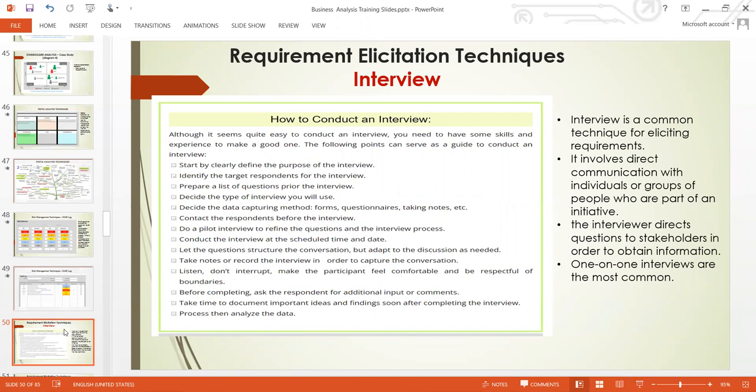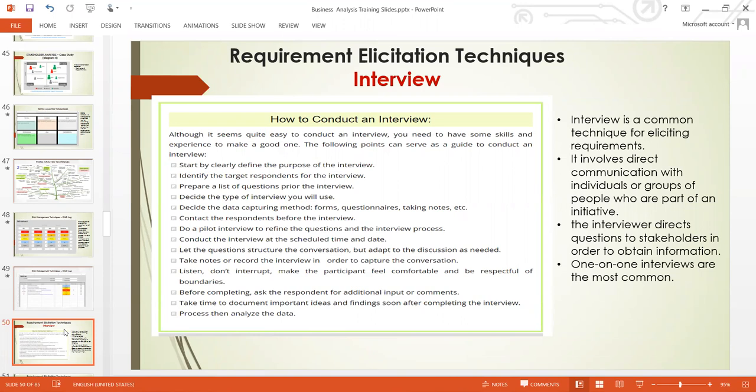So how do we conduct an interview? First, start by clearly defining the purpose of the interview. Then identify the target respondent for the interview. When you've done your stakeholder analysis, you must have identified stakeholders that you really need to interview to understand your requirements. So that's how you identify the target respondent, through your stakeholder analysis or stakeholder documents you've already documented.